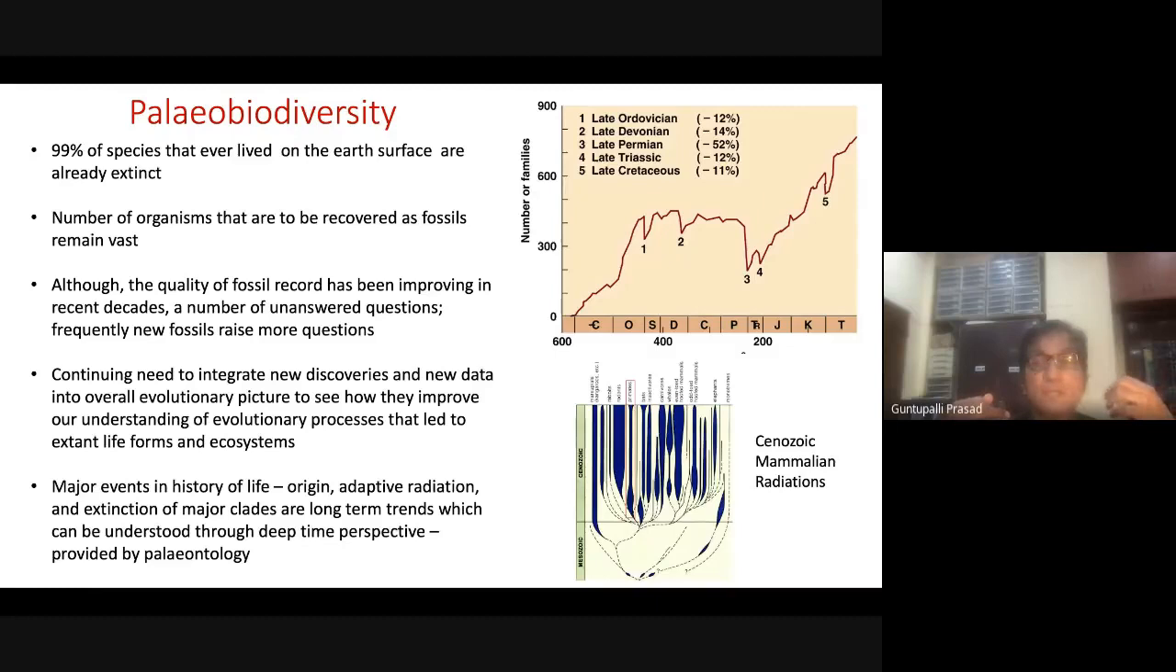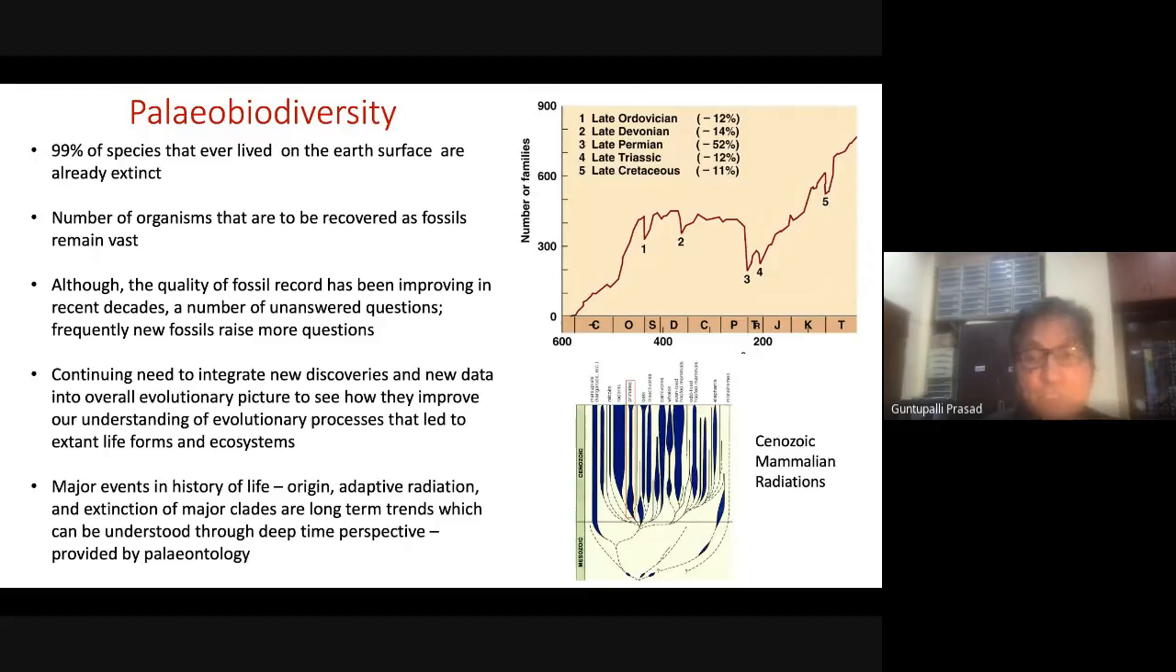In fact, many times when you discover new fossils, they also raise some new questions. So we need to integrate all these discoveries into an evolutionary scheme of things. They actually help us in improving our understanding about the evolutionary processes that led to the extinction of life forms and also the change of ecosystems. So many major events in the history of life, for example origin, radiation, and extinction, are the long-term trends which we can see only through the study of the fossils.